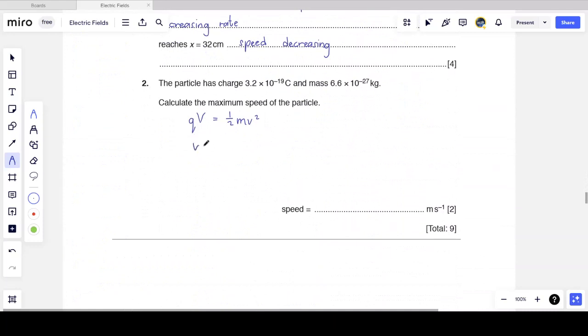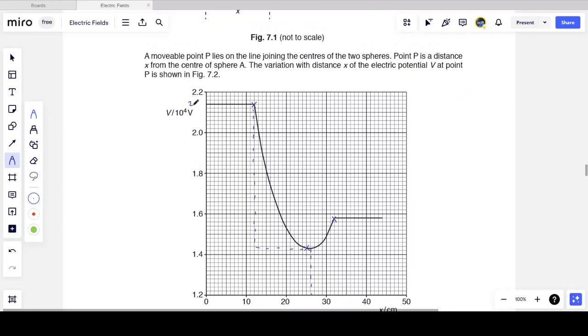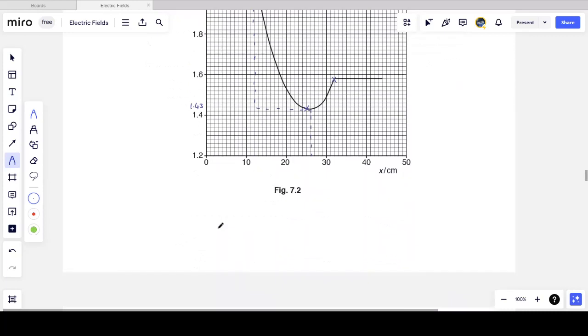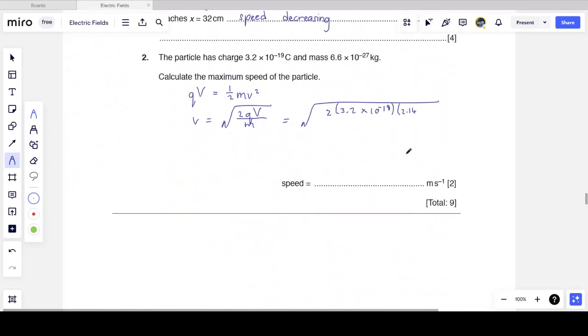And so I rearrange this equation to solve for the speed, and I get little v is the square root of 2qV divided by m, which is the square root of 2 times the charge of the particle, which is given as 3.2 times 10 to the minus 19 coulombs, multiplied by the potential difference, which I get from the graph as 2.14 at the highest point, and the lowest point I get 1.43, which you can double check and do so accurately with your pencil and ruler. So that's 2.14 minus 1.43.